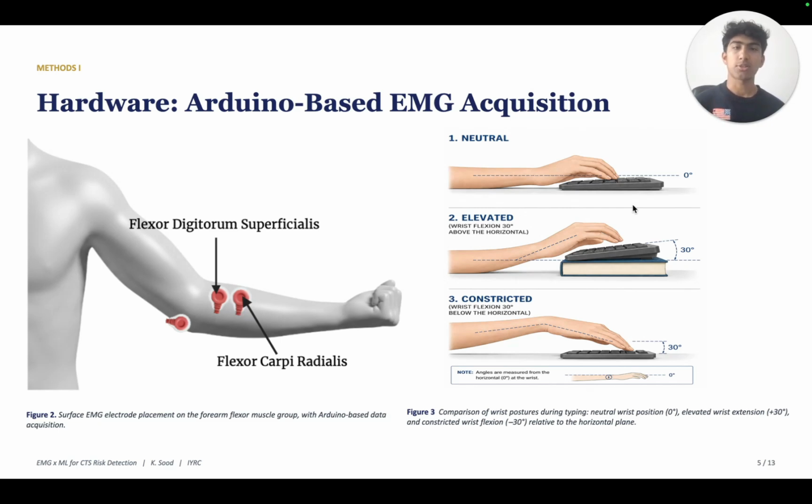Meanwhile, the figure on the right shows the three different typing postures the participant typed in. The first typing posture was neutral, at an angle of 0 degrees. The second typing posture was the elevated position, at an angle of 30 degrees above the horizontal. And last, the participants typed in a constricted position, at an angle of 30 degrees below the horizontal. The participants also completed a resting baseline trial and a maximum voluntary clench trial for preprocessing and normalization.